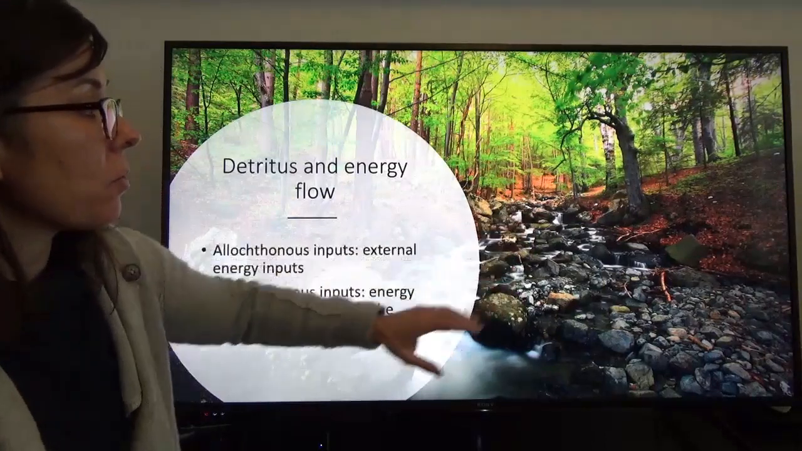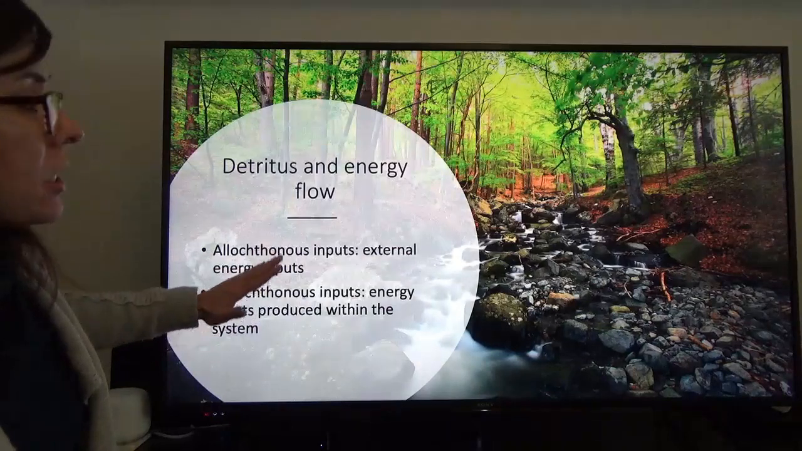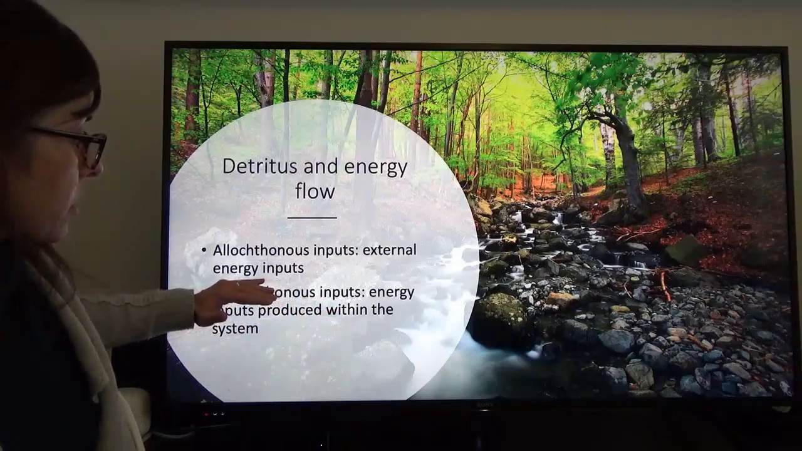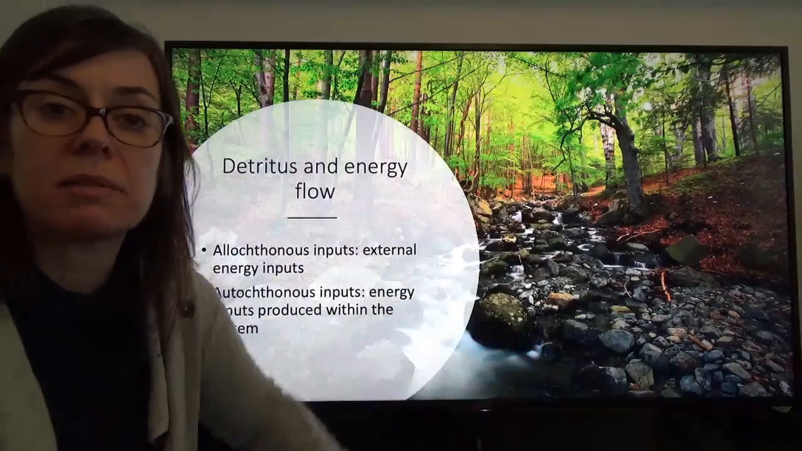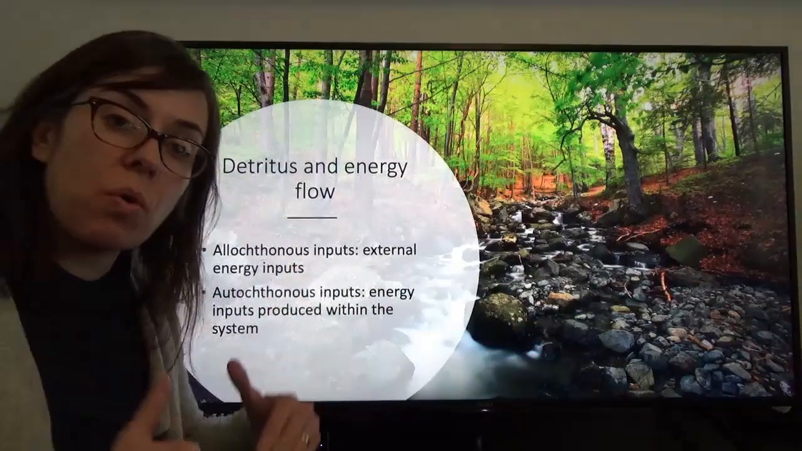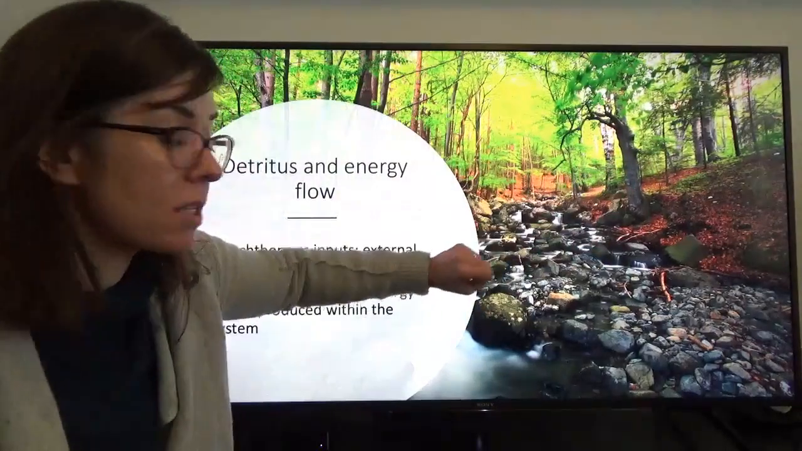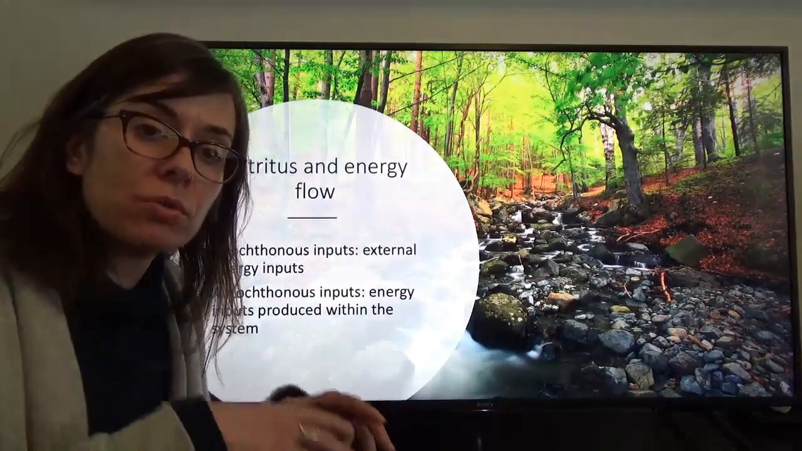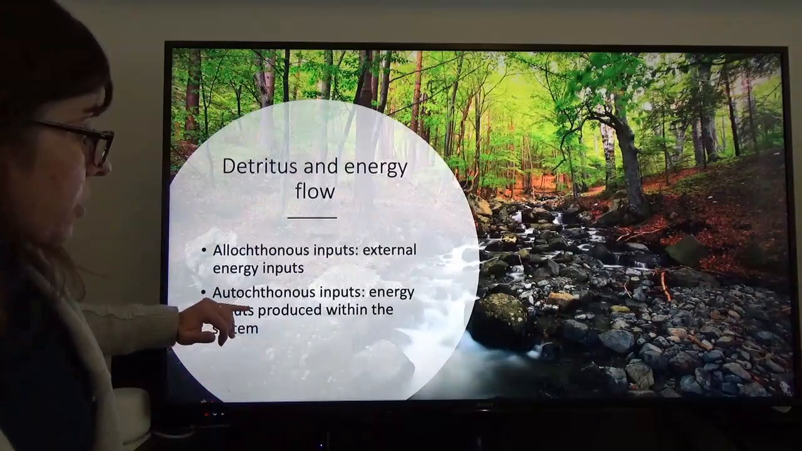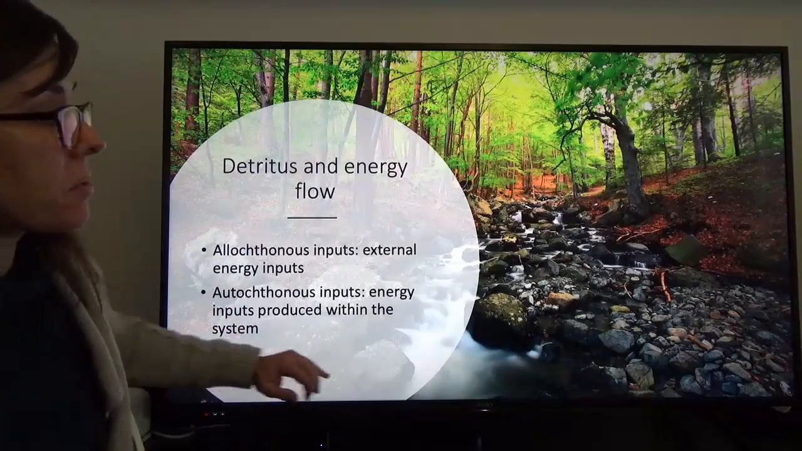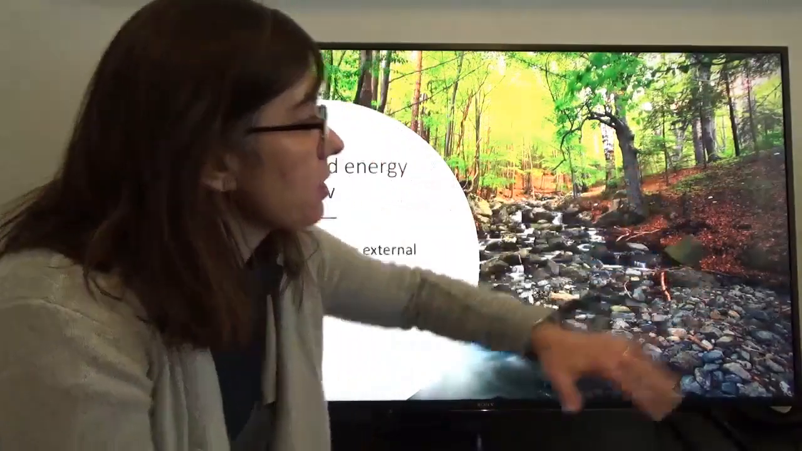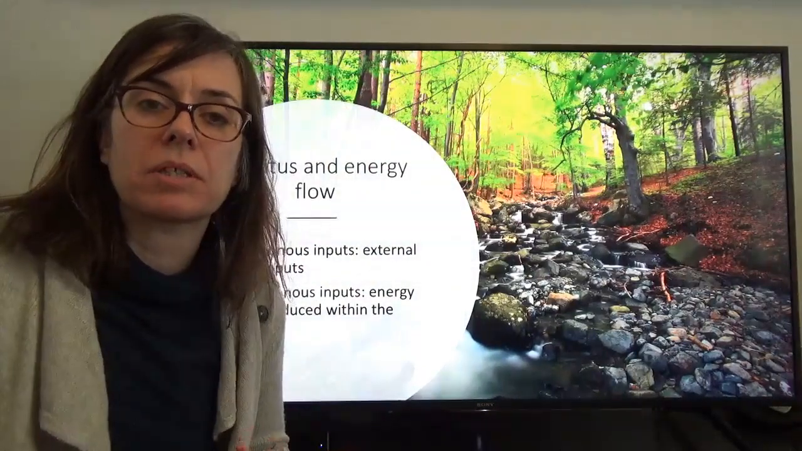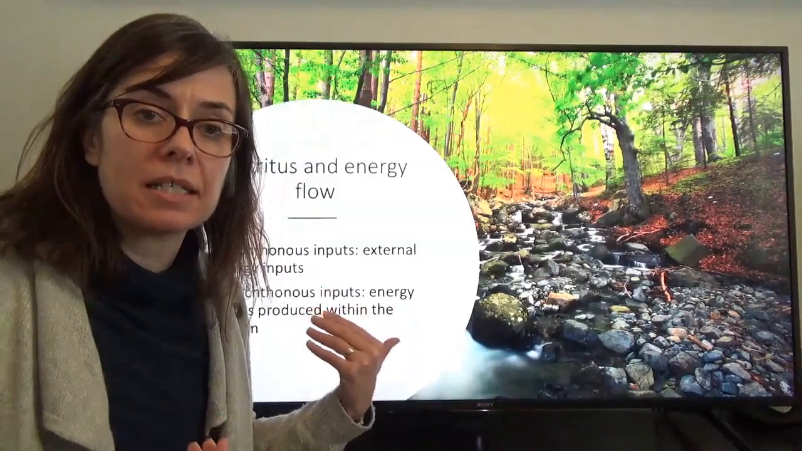And so we can think about two different inputs of detritus or energy into ecosystems. One is allochthonous inputs, and these are external energy inputs. This example of the stream is a great example of that, where you have terrestrial inputs to an aquatic ecosystem. You're moving from the forest ecosystem to the stream ecosystem, and there are terrestrial inputs from that forest ecosystem contributing energy to the stream ecosystem. Autochthonous inputs are energy inputs produced within the system. If we think about this forest ecosystem, the litter that falls from the canopy onto the forest floor and is returned to that forest soil for uptake again by the trees is an autochthonous input in that system.